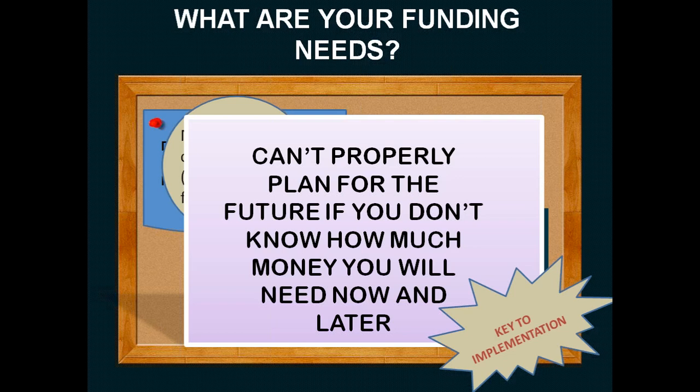Because it's really hard to properly prepare for the future if you don't know how much money you're going to need now and later. So this is really the key to implementation. This is where you get the money that allows you to do what you wanted to do in the first several components.